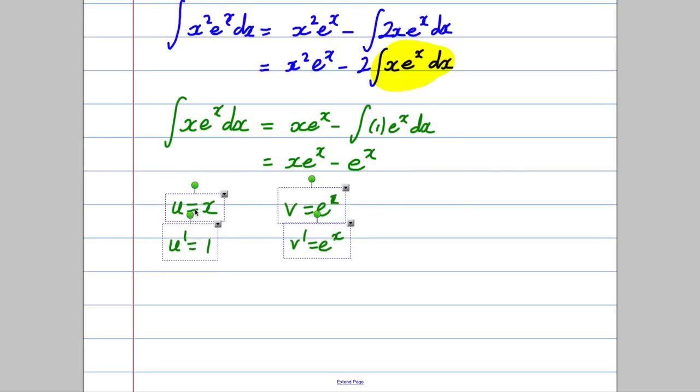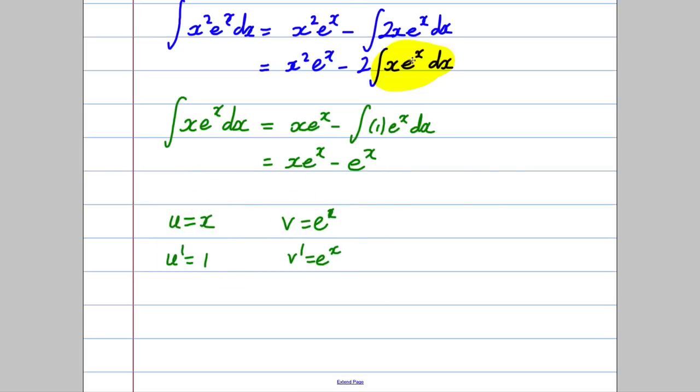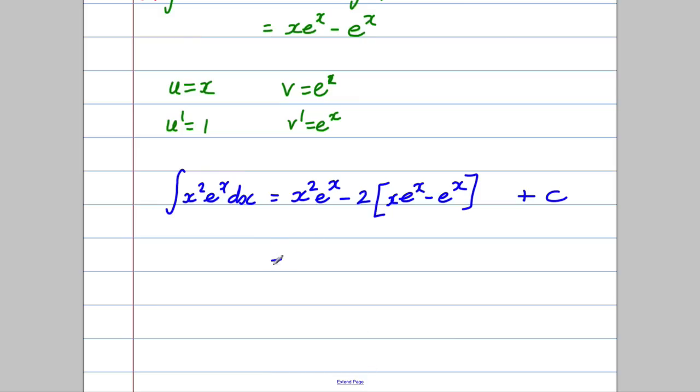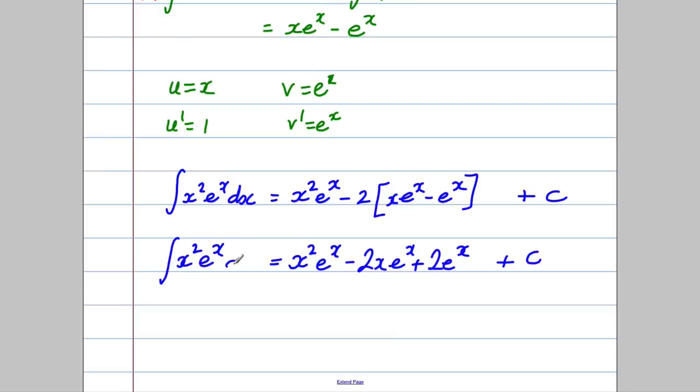Okay, so there's my separate bit of working, and I could replace this in here now. So going back here, I could call this a working, and I could write working here. So therefore the integral of x squared e to the x with respect to x, well, it's still x squared e to the x, subtract 2 times the answer to this thing, and this thing was x e to the x, subtract e to the x, and don't forget at the very end your constant of integration. So just tidying that up, it would be x squared e to the x, subtract 2x e to the x, add 2 e to the x plus constant. And that is the integral of x squared e to the x dx.